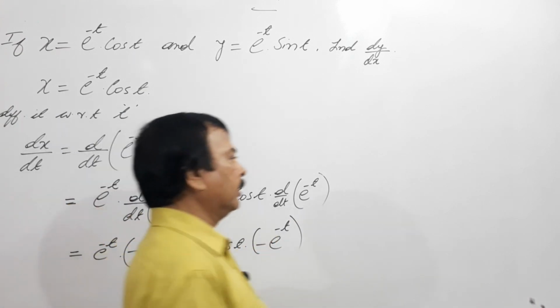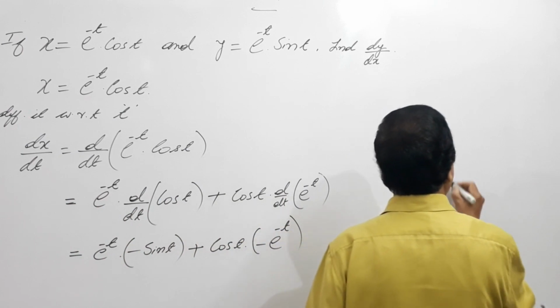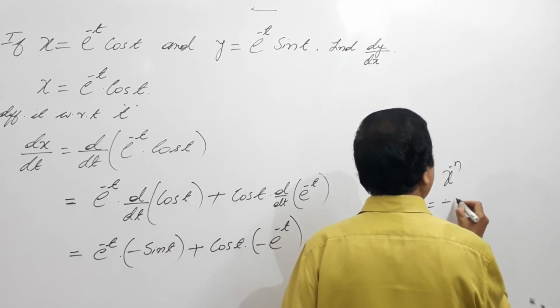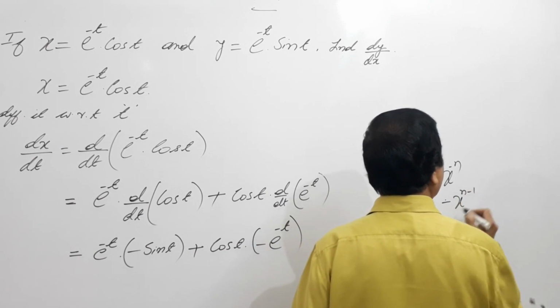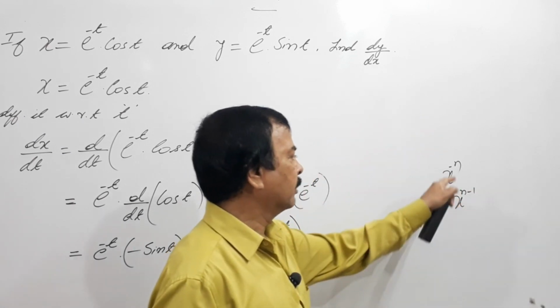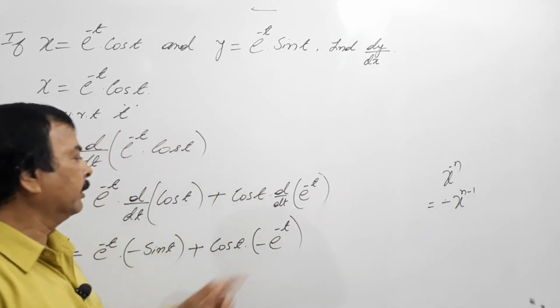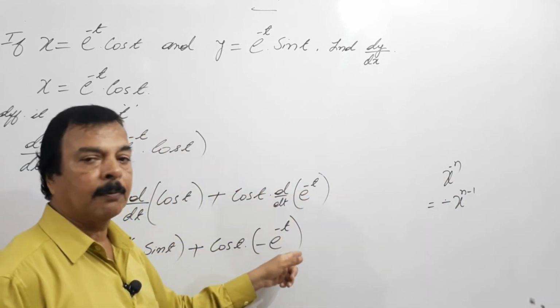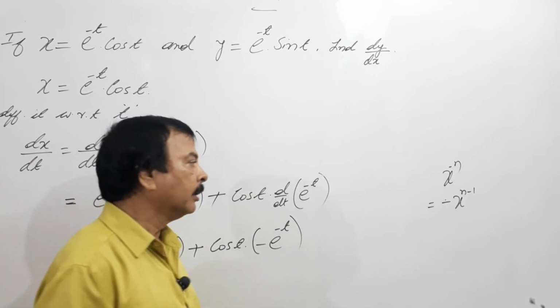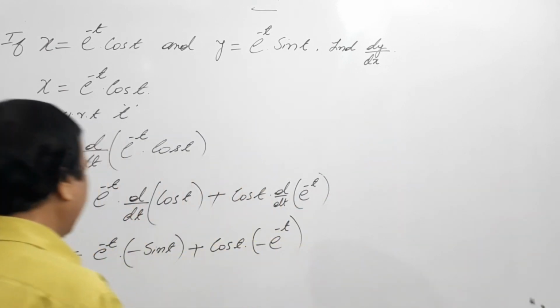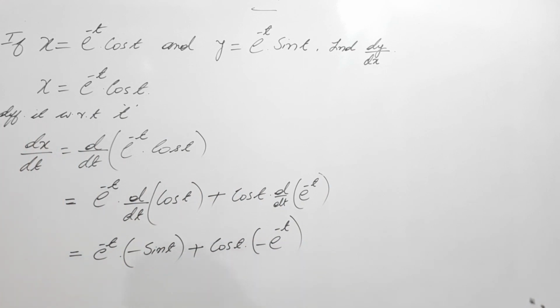So how is it? Now for example, if you have x to the power of minus n, what you do is minus x to the power of minus n minus 1, isn't it? So this minus n should come. Similarly, in this case, what happens here? This minus n should come, e to the power of minus t itself. Okay. Let's simplify this.